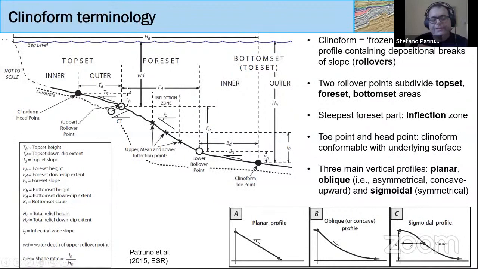If this is what you are asking: the upper rollover point, the lower rollover point, the down dip extent, the horizontal distance between these two rollover points, we call it FD, the down dip extent of the foreset, or width of the foreset. Whereas the vertical distance between the upper and lower rollover point, we call it FH, which is the height of the foreset. So, down dip extent of the foreset and height of the foreset. And the same for the bottomset. The bottomset or inner bottomset goes from the lower rollover point to the clinoform toe point: down dip extent of the inner bottomset and height of the inner bottomset, BD and BH. Same for the topset, and so on and so forth.